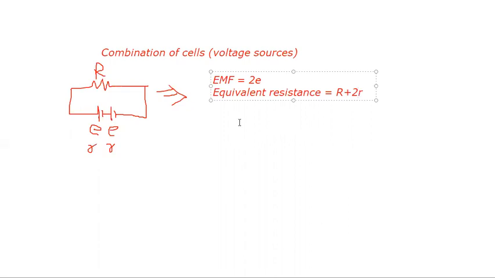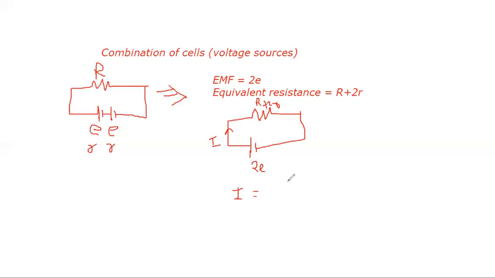So now this circuit can be redrawn as this. The value of this is 2E, and this is R plus 2r, right? And now this has become not the EMF, but the voltage, the value of the voltage source. So what will be the value of I? I will be equal to 2E divided by R plus 2r, right? So this is how a series combination of cells is done.